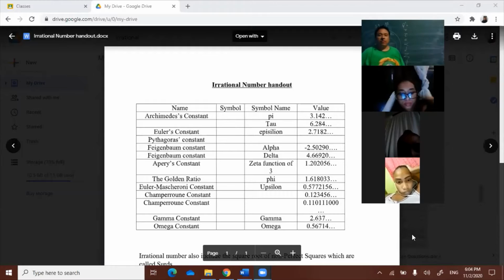Okay. We have epsilon, which looks like a U. We put it up here. Epsilon. We have gamma. Gamma looks like this. And we have omega. All right.